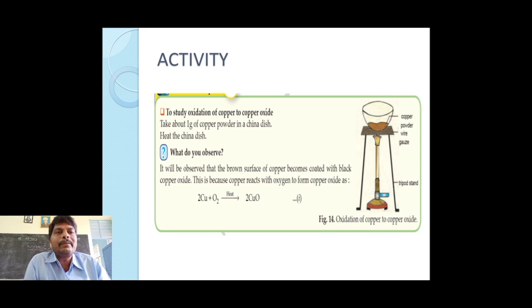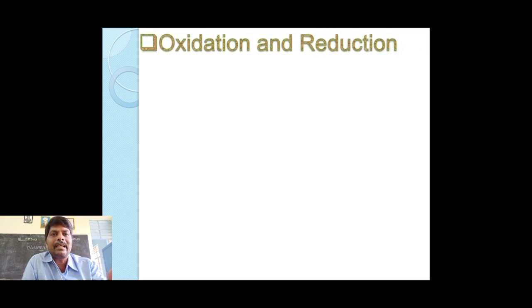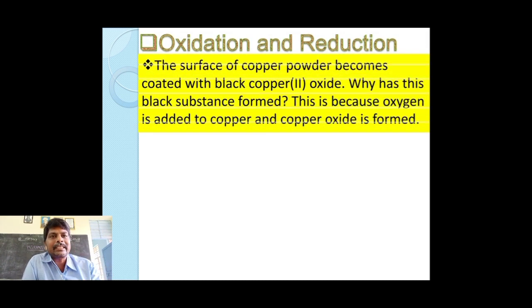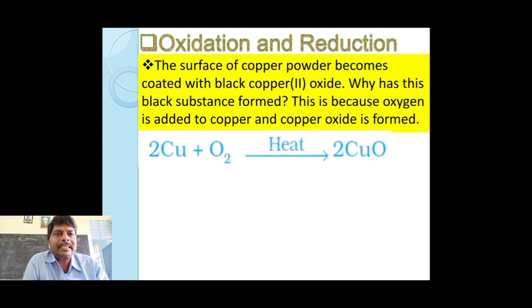So what is the color of the compound formed? Product color is black. So brown colored copper is changed to black colored copper oxide. That reaction is called oxidation. You can see clearly the surface of copper powder becomes coated with black copper oxide. Why is this black substance formed? This is because oxygen is added to copper and copper oxide is formed.